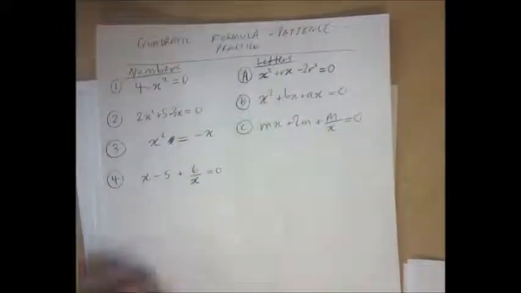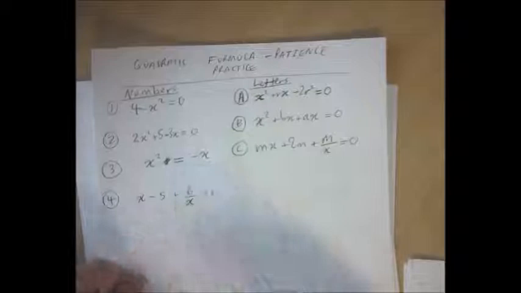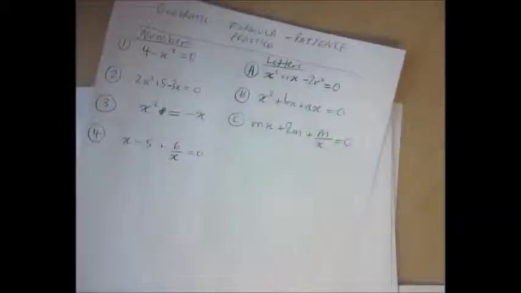Same trick applies in this one. If you times everything by x, then the x squareds will appear.